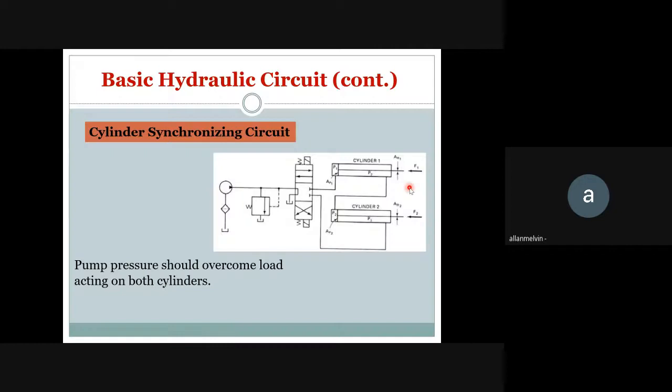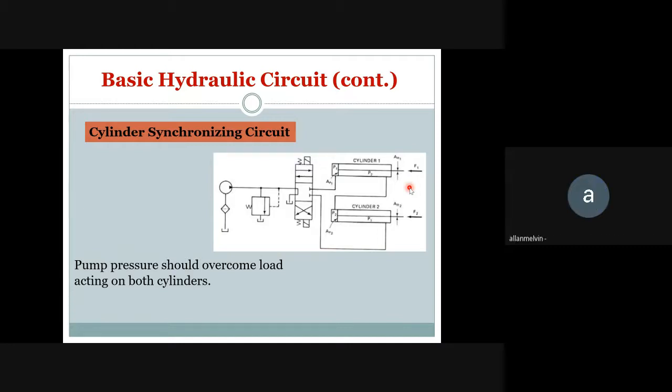Okay, so that's for chapter 10. Any questions? Okay, very short chapter. I just discussed the important part of the circuit. The rest you can just use the same as in pneumatics.